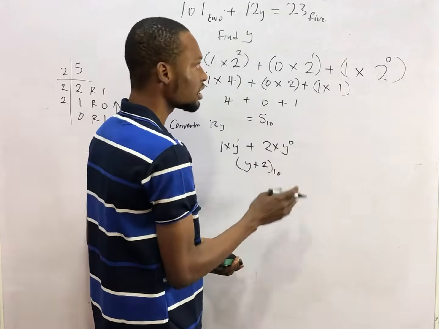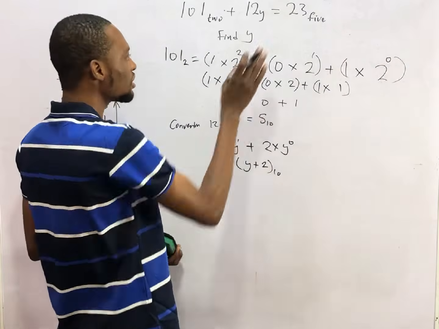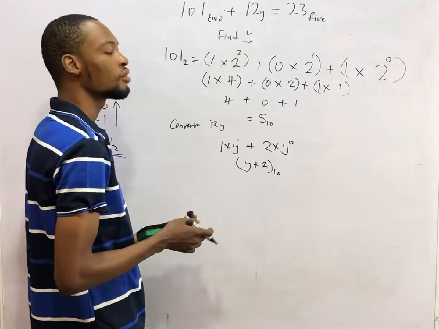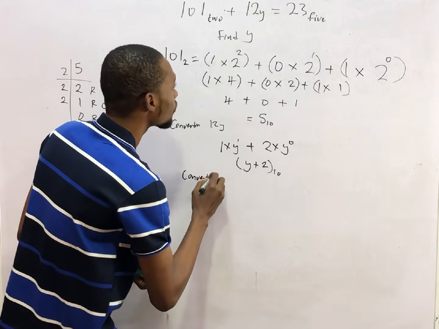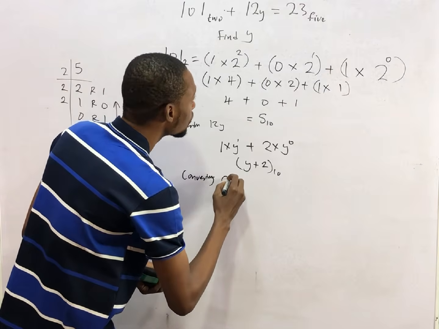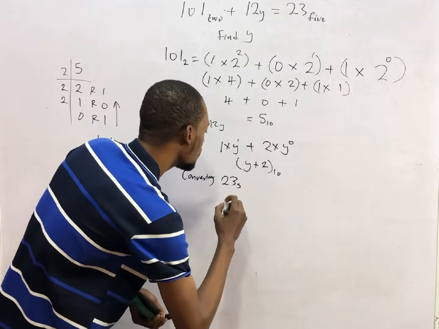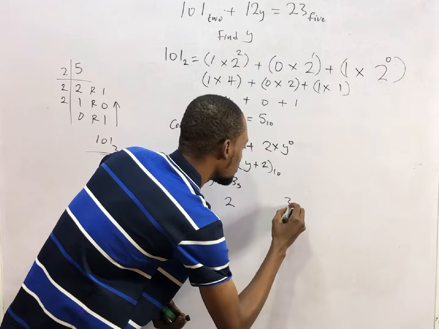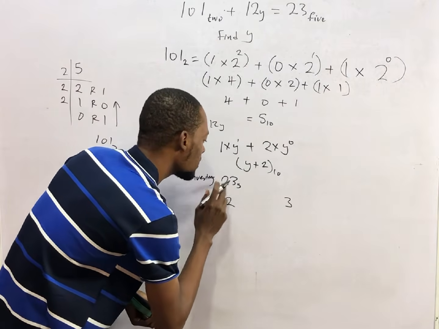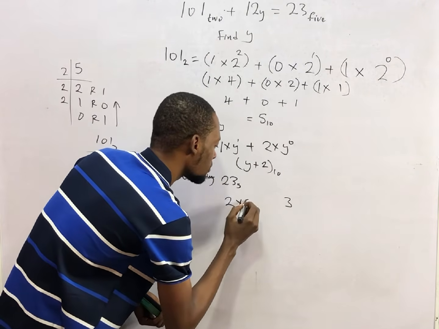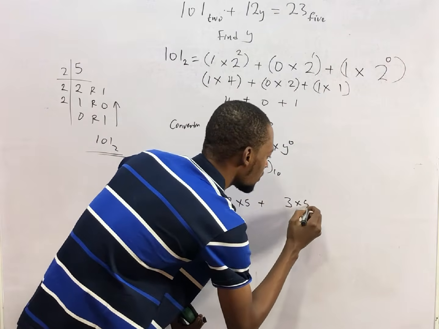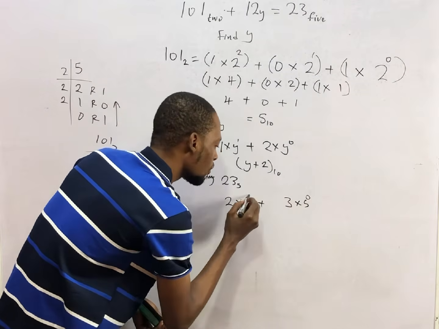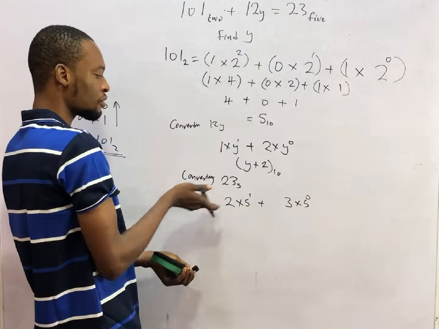Now let's convert 23 base 5 to base 10. So converting 23 base 5, this is simply 2 and 3. Then multiply by the base: 2 times 5, plus 3 times 5. Then you put 0 here, 1. Then continue, but it ends here.